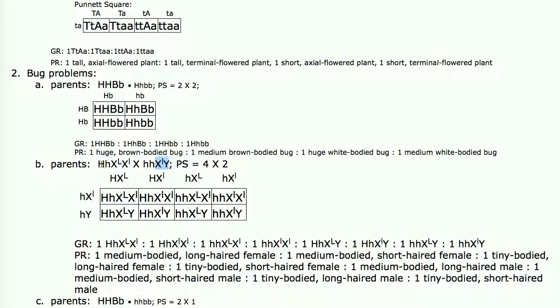Okay. Here's the medium, heterozygous, long-haired female. She's got X big L, X little l. Now this Punnett square is a 4 by 2. This is a big one. And that's because the female can produce 4 different combinations of H's and X's. The male can produce only 2 combinations of H's and X's. So that's why it comes out to a 4 by 2.